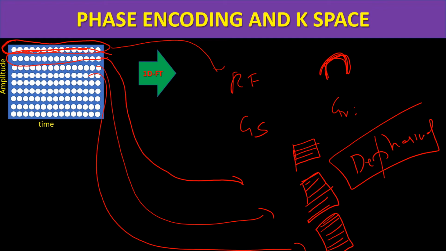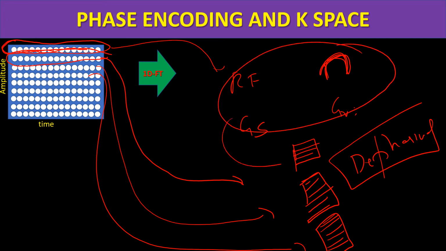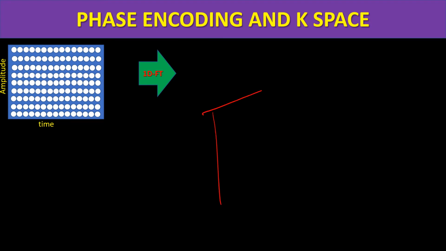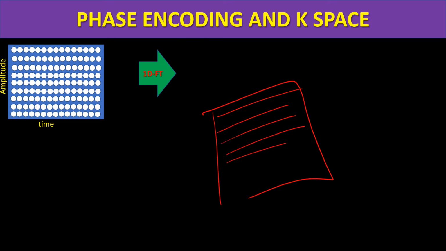I have explained this in the previous lectures. If you don't understand, please go back and see once. By giving these multiple dephasing gradients, I repeat the same process with a different dephasing gradient. This is how I measure the same slice multiple times. The number of times I have to measure depends on the number of slices that I want along the phase encoding direction.